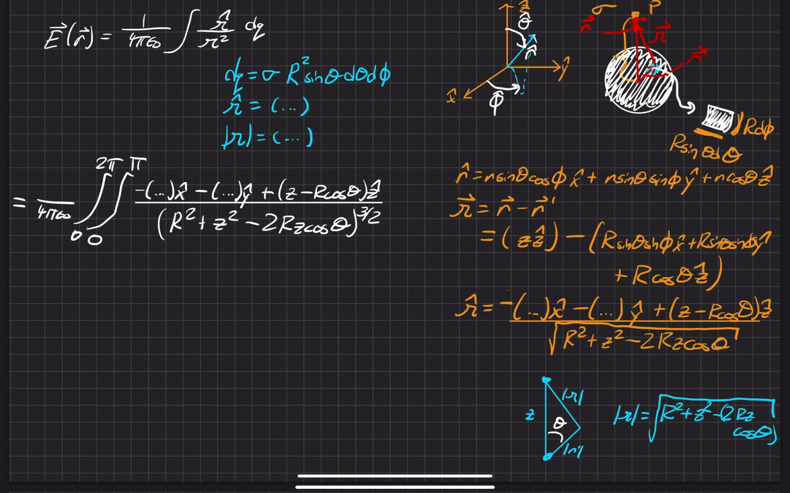Not the differentials, I'm sorry, but the constants. So the sigma and the r squared are all constants as the integral sees them. And then finally, I'll do the sine, quantity of sine theta, d theta d phi.